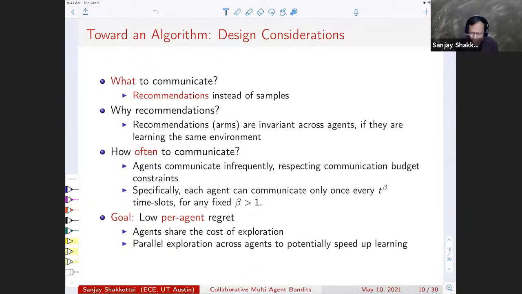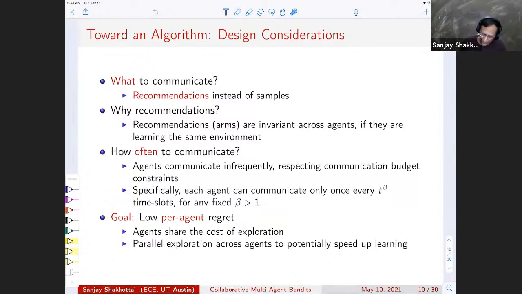So we are going to focus on extremely low communication, essentially that agents can communicate only once every t to the beta time slot for any fixed beta greater than one. So if beta equals two, that means that you communicate only root t times in t time points, and so on. Okay. But beta could be much larger as well, meaning that it's even slower communication. Our model actually even allows communication scaling just logarithmically in time, though I'm not going to focus on that.